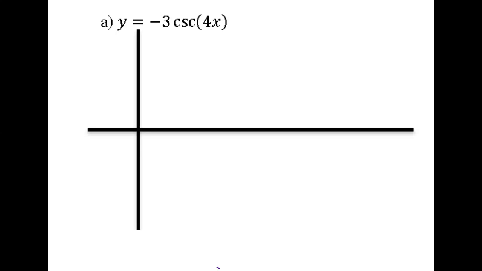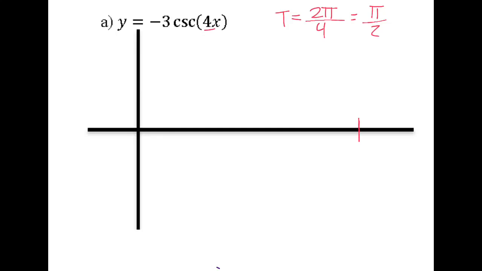Okay, 18a, we want to graph this. So let's determine what our period is going to be. Well, take the normal period of a sine, cosine, secant, or cosecant graph, which is 2 pi, and divide that normal period by our coefficient, which is 4. So we get 2 pi over 4, which will simplify to pi over 2.